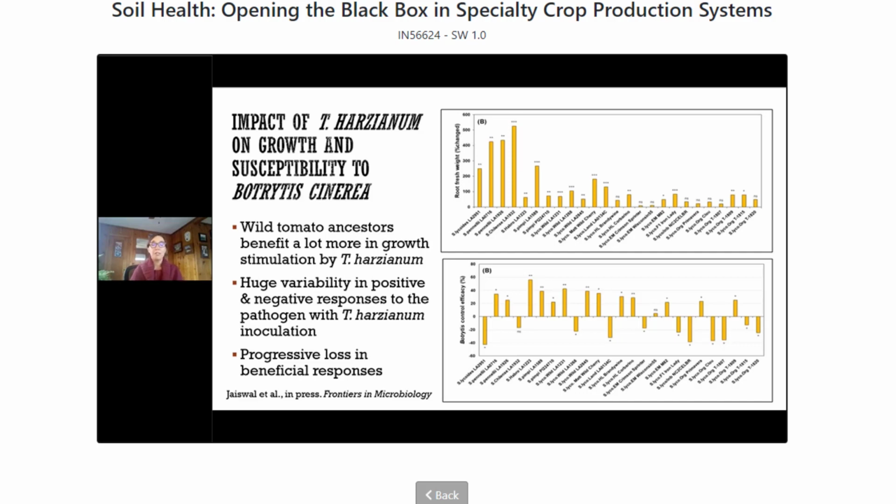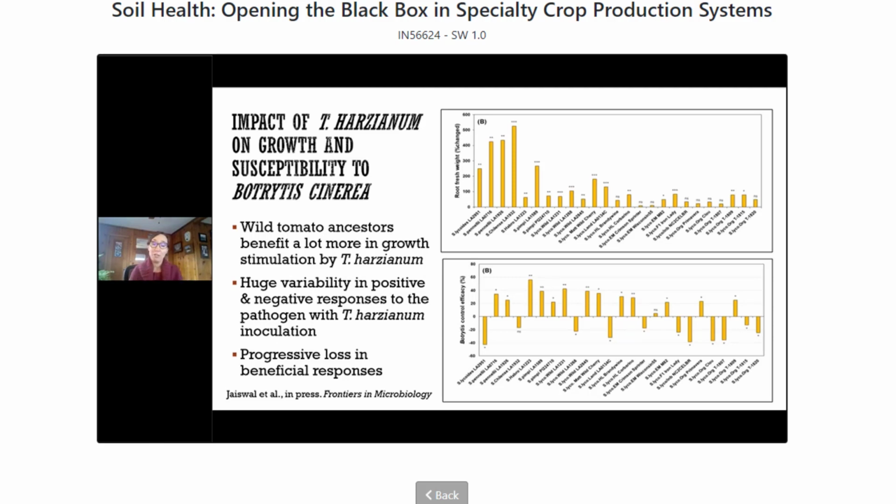So next, the figure below is how then this influenced their ability to withstand Botrytis cinerea, which causes gray mold, a very problematic pathogen in tomato. And you see that the bars are going up and down in this figure. And that means if they're going up, the plant in response to Trichoderma was better able to resist the pathogen. But if they're going down, that means by being inoculated with this beneficial microbe, they were actually more susceptible to the pathogen.